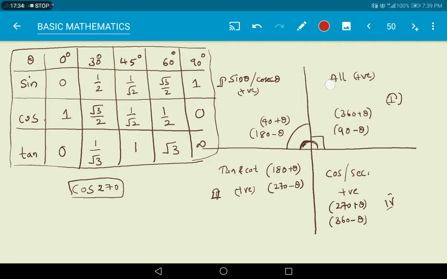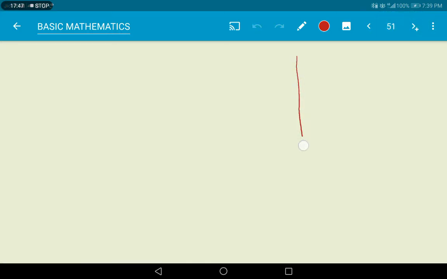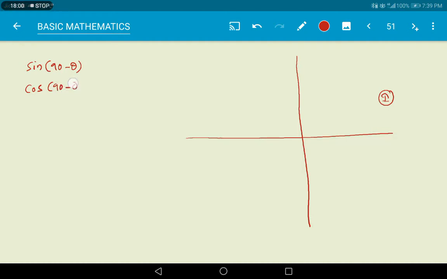I told you that in the first quadrant all functions are positive. So suppose you are writing sine in the first quadrant, how can we write it? This is the first quadrant. In the first quadrant I am writing sine 90 minus theta, cos 90 minus theta, tan 90 minus theta. The rest we can get automatically; the remaining will be inverses.